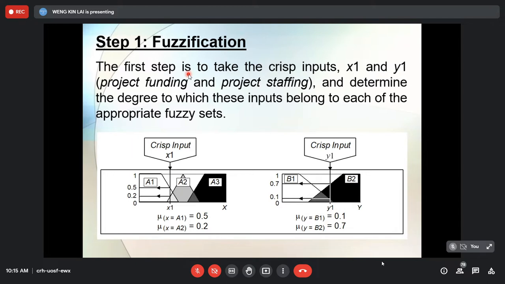So again, for example, project funding will be, say in our case, maybe 1 million will be the maximum. Looking at that range, what range should it be? What's the appropriate range for you to measure that input? Then for the project staffing, depending on your company, maybe 100 or 200 may be a good number for you to measure, right?